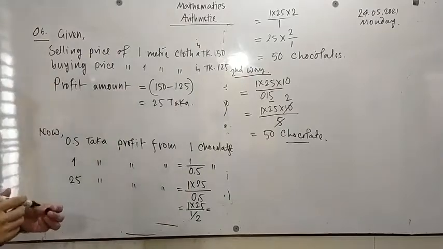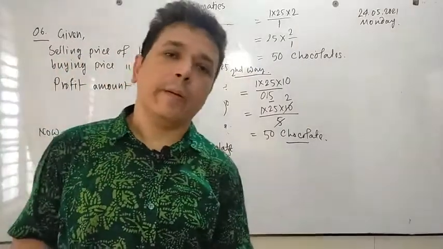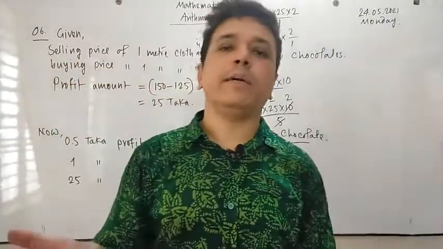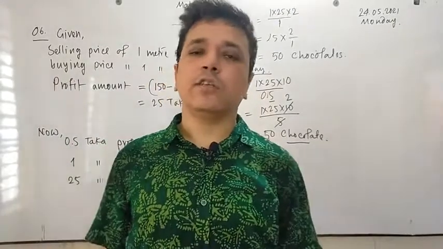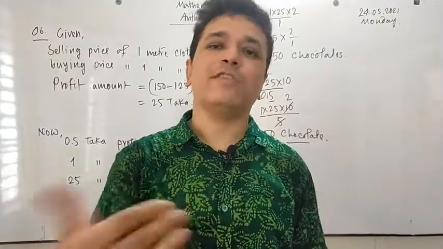25 taka from 1 meter. And the total profit amount is 2000. So how many meters of cloth has he bought?